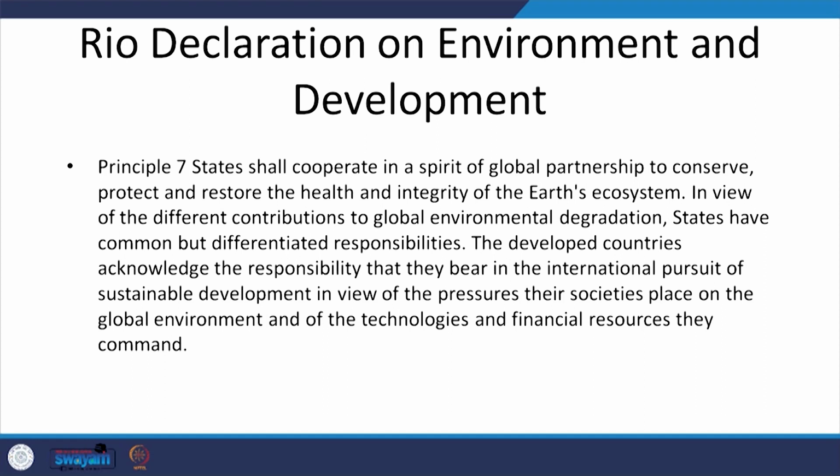The next principle states that the states shall cooperate in a spirit of global partnership to conserve, protect, and restore the health and integrity of the Earth's ecosystem. There has been an increased emphasis and focus on how Earth's ecosystem shall be protected. It's not just the forests, it is equally the entire ecosystem, our oceans, our seas, our glaciers, mountains, hills, forests, even deserts. All of this Earth's ecosystem needs to be conserved, protected, and restored wherever it has deteriorated.